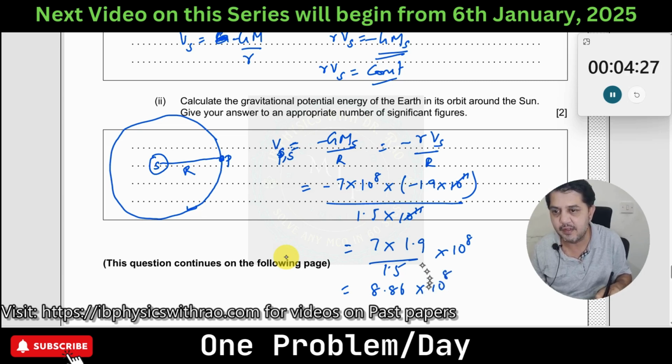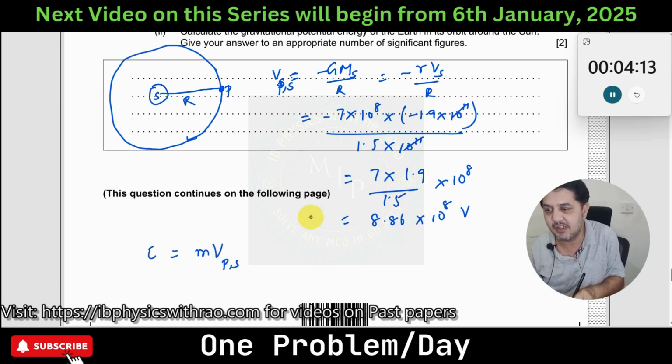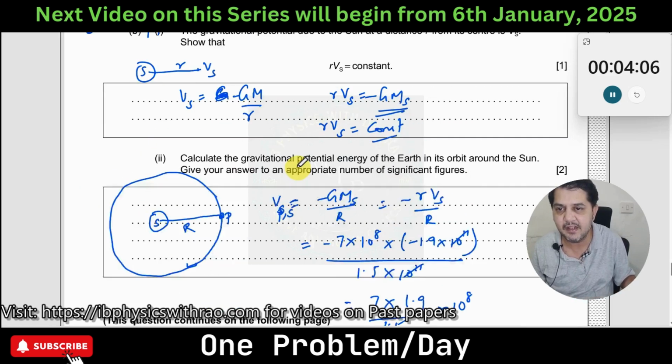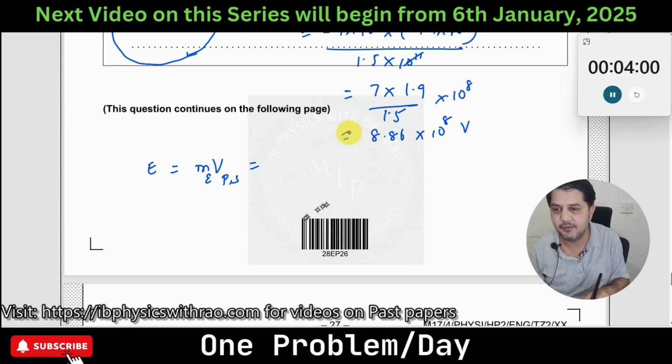What is the unit over here? What is he asking over here? Potential energy is being asked. So this is only the potential. I want potential energy. What should I do to get the potential energy? Potential energy is M times Vs. This is your potential energy. This M is nothing but the mass of the earth. Is it given? Yes, it's given, 6 into 10 to the power of 24. So I will substitute this.